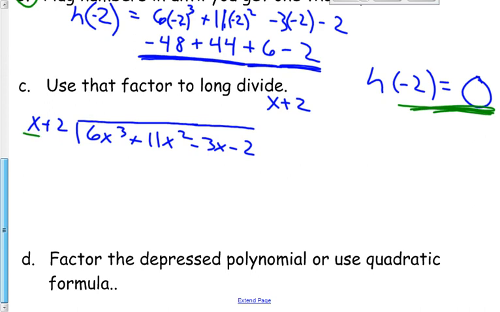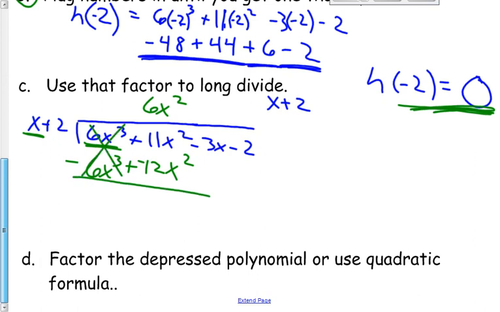So let's long divide. X times what gives 6x cubed, and that is 6x squared. Let's bring it down. 6x squared times x is 6x cubed. 6x squared times a positive 2 is a positive 12x squared. Now we're going to subtract both of them. This cancels, and we get a negative x squared.